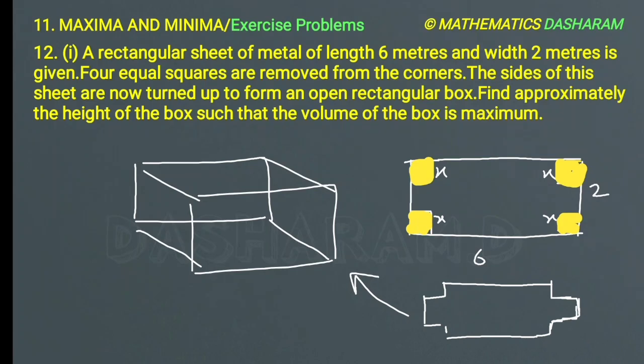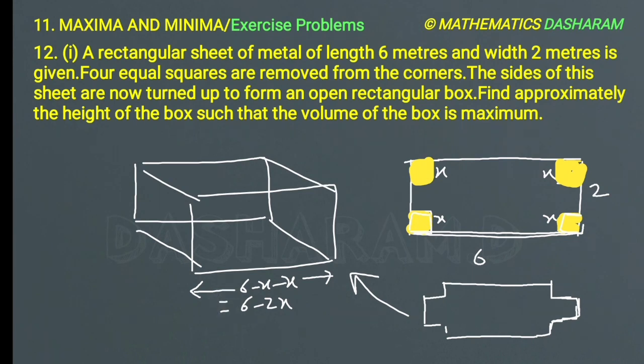So we already selected the removed square's side as x. Then this rectangular box length is, actually the total length is 6, but this square and this square both are removed. Then 6 minus 2x is the length of the rectangular box.